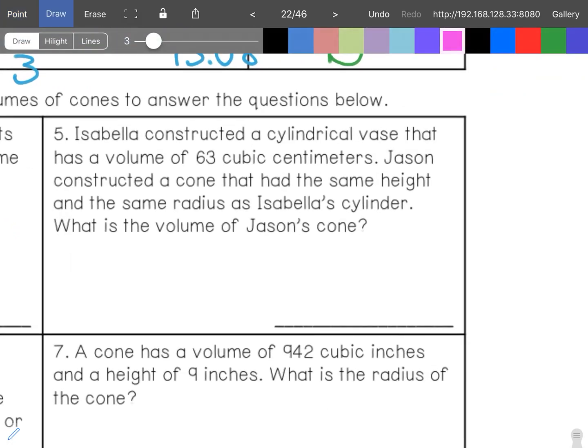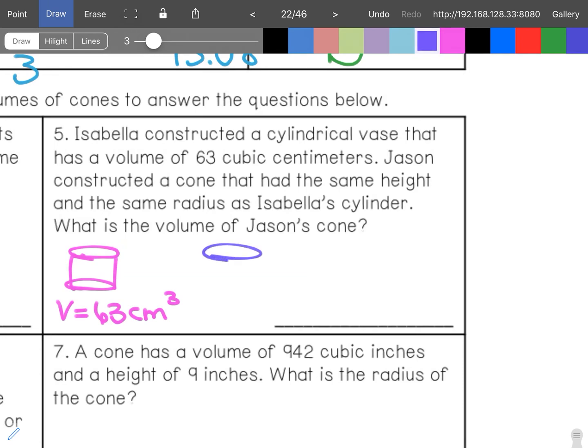Number 5 says Isabella constructed a cylindrical vase that has a volume of 63 cubic centimeters. So here's the cylinder, and it has a volume of 63 centimeters cubed. Jason has constructed a cone, and it has the same height and the same radius. So that means the radius is the same on both of these, and the height is the same on both of these. What is the volume of Jason's cone?